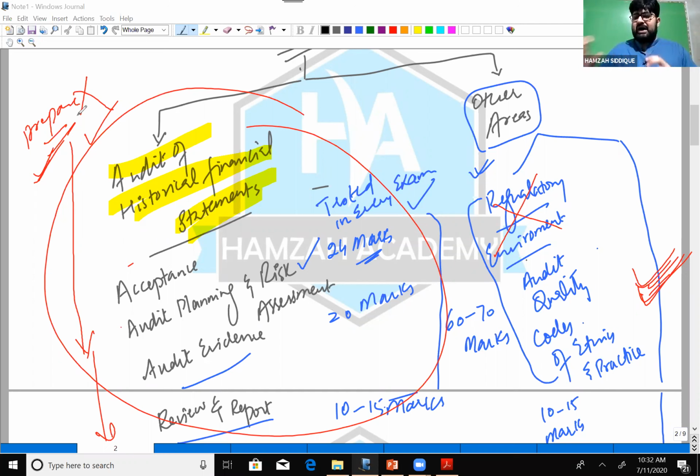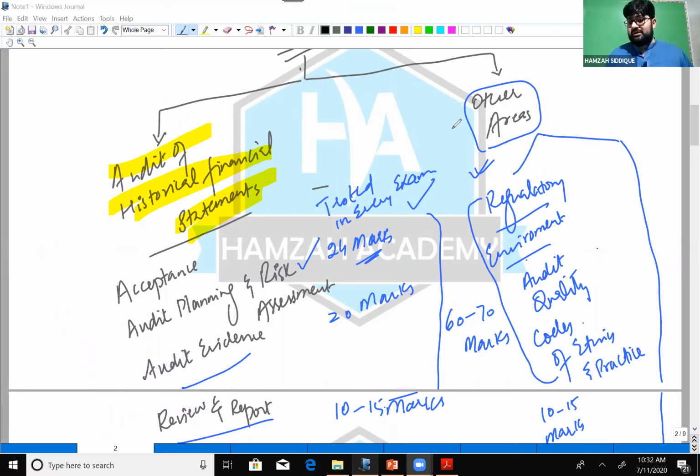And I give feedback and identify mistakes. If you will be doing those assignments on a regular basis, I can give you a guarantee that you can pass the paper in your first attempt. But if you do not do assignments, please, you will be at risk. My experience is that only 10 to 20% of students do assignments. This is my experience so far.